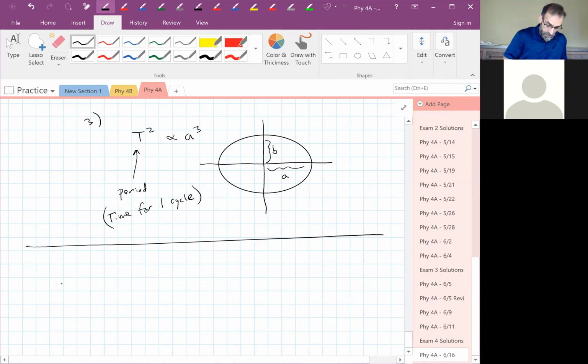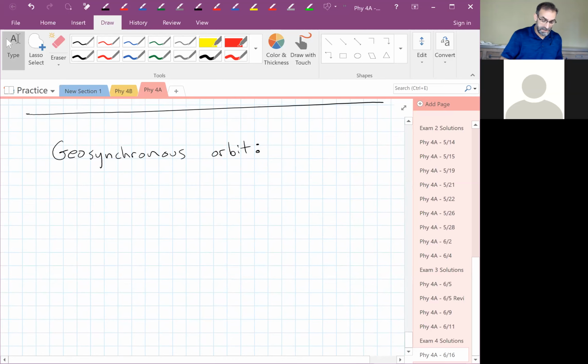So this is a really interesting example. Geosynchronous orbit, in sync with the Earth, right? Geos, the Earth, in sync with the Earth. Oftentimes, we want our communication satellites to have this property.